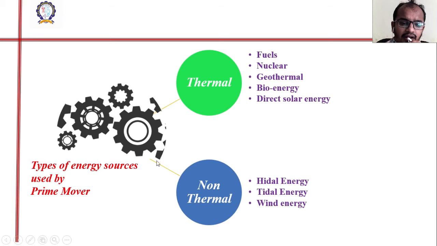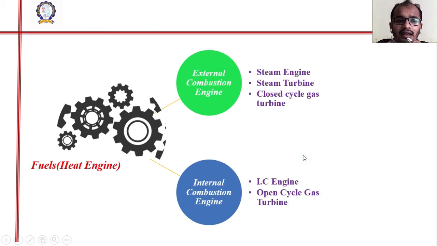All these are associated with the thermal energy sources for the prime mover. Now the other source that we call non-thermal is hydel energy, or the water turbine. Then we have the well-known tidal energy, basically the tidal power plant that we all know about. Then wind energy, where we can use the windmill for generating energy. All these energy sources lie in the category of non-thermal energy. So these are the main parts of the prime mover.